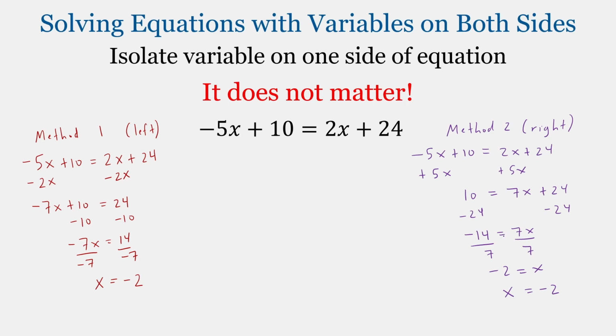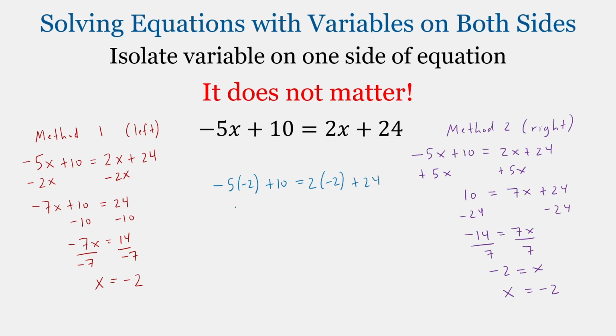Did we do the math correctly? Let's check our answer. So negative 5 times negative 2 plus 10 equal to 2 times negative 2 plus 24.